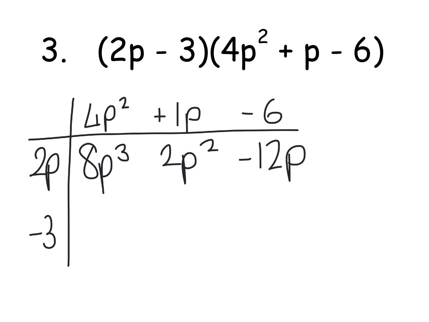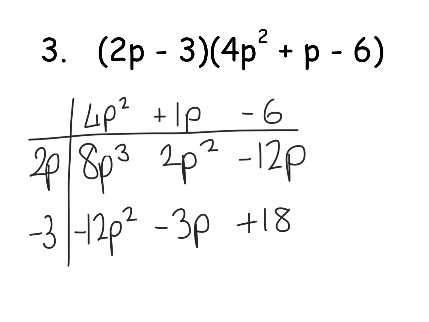Now I'm going to do the bottom row. So this time I'm doing negative 3 times everything in the top row. Negative 3 times 4 is negative 12. There's a p squared there as well. So negative 12p squared. Then I'm doing negative 3 times 1. Well, the negative 3 turns this into a negative. So this gives us negative 3p. And then a minus 6 and a minus 3 multiplied, double negative there. 3 times 6 is 18, so it's turning into plus 18.